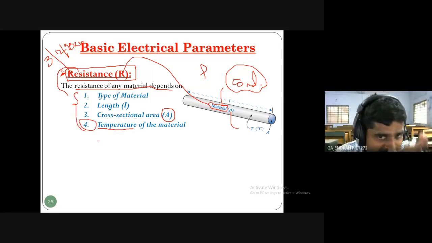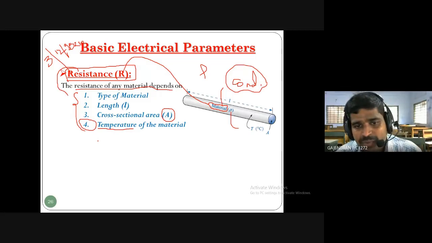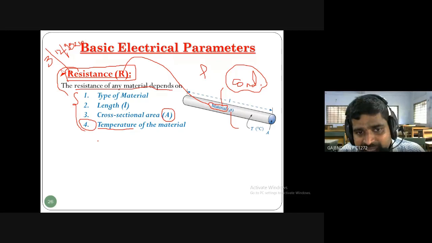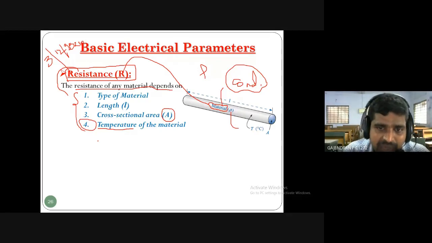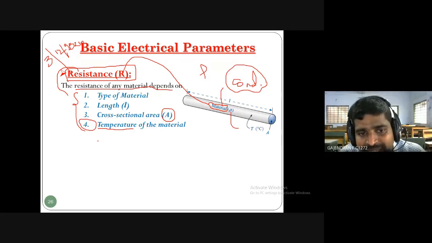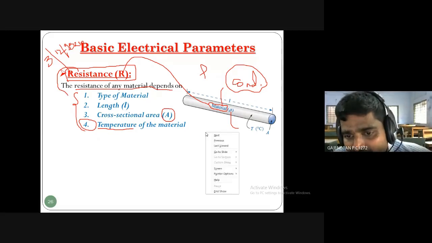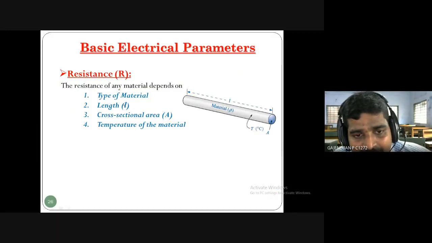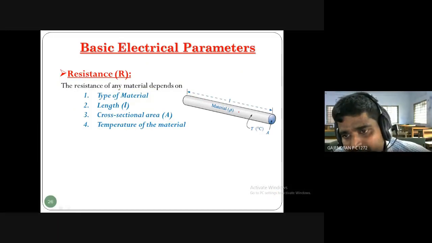So even this basic parameter, resistance, also depends on these four things. How are these things related, whether directly proportional, inversely proportional, or in some different way? If I increase this, what will happen? If I decrease this, what will happen? That is the relation we are going to study here.